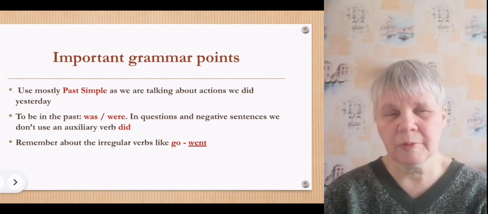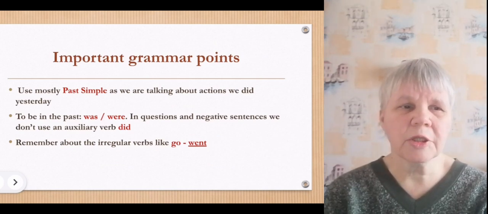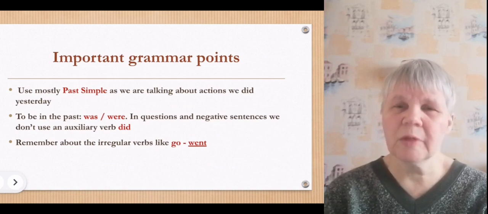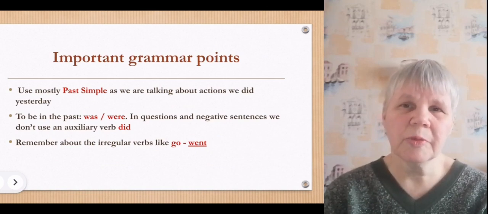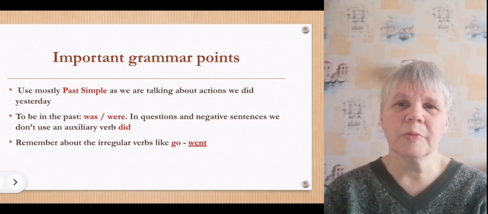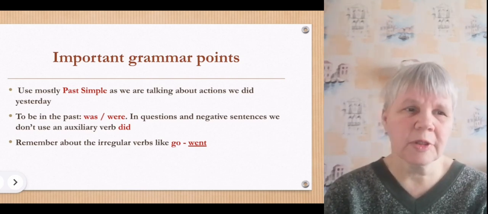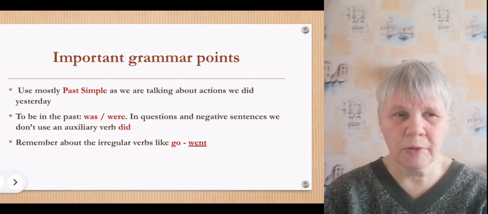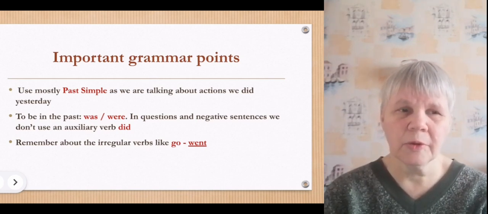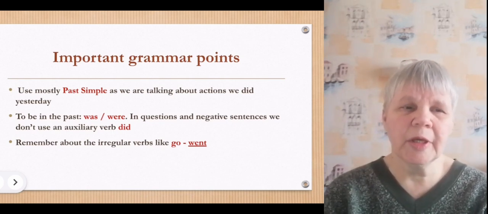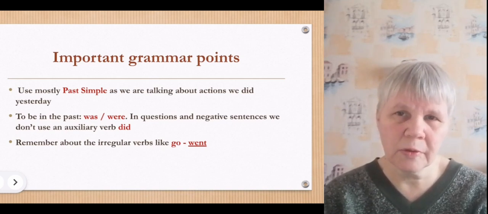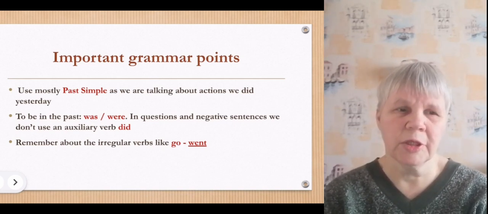Use mostly past simple as we are talking about actions we did yesterday. So, and you can remember, yes, that mostly it was past simple, only sometimes we use past continuous or past perfect continuous. Don't forget that to be in the past it is was and were. Was for the singular, were for the nouns or pronouns in the plural. In questions and negative sentences with was and were, we don't use auxiliary verb did.